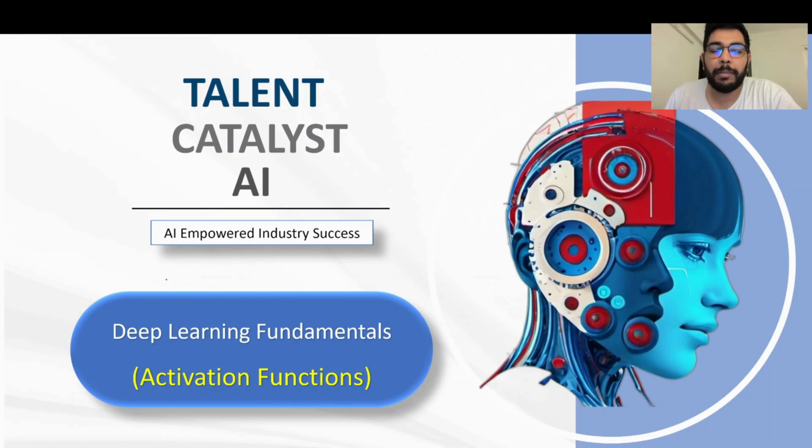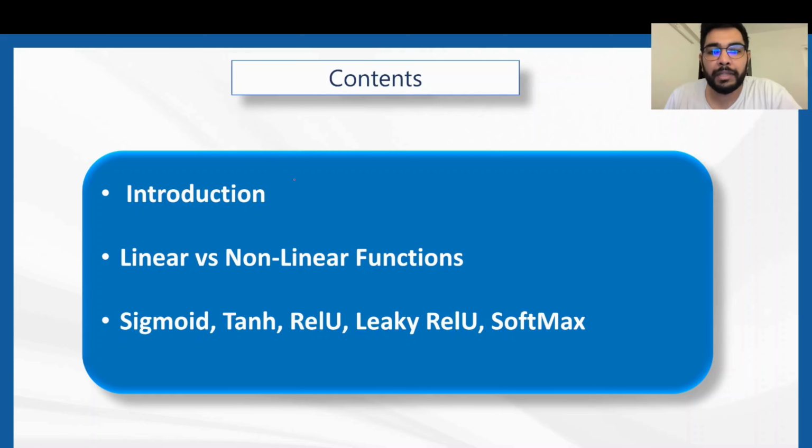In this video, we'll be discussing a key component in the artificial neuron architecture, that is the activation function. We'll be going through the introduction of what exactly an activation function is. Then we'll be discussing the difference between linear versus non-linear relationships or functions.